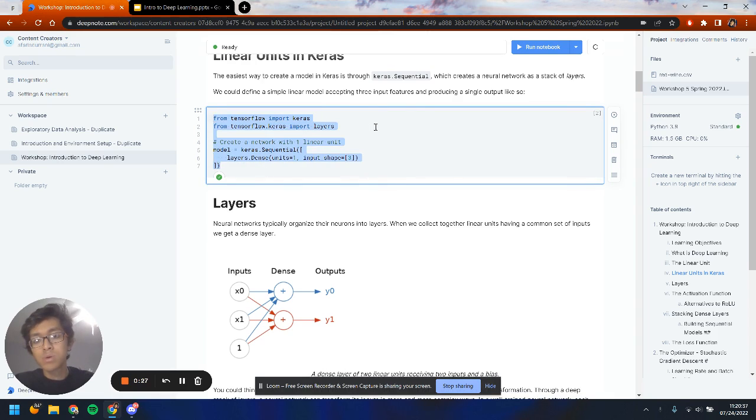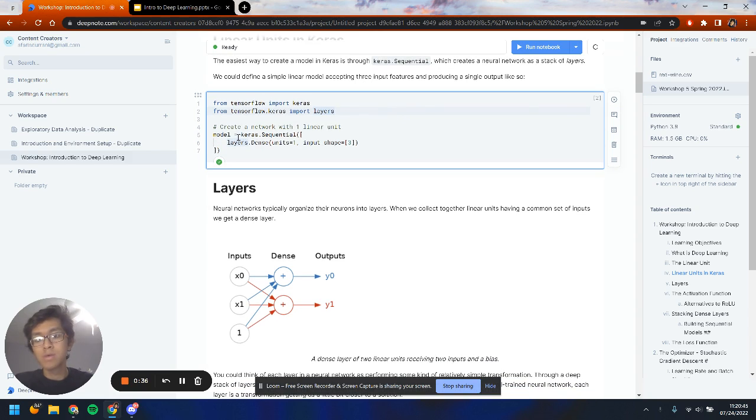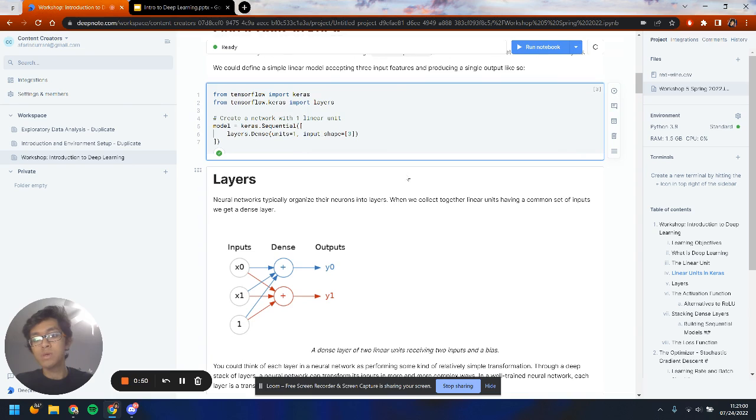like so. We import keras through TensorFlow and we import layers through the imported keras, and we create a model using keras.sequential, creating one layer which has one unit of neuron and an input of 3 units. So we will play that and produce the model.